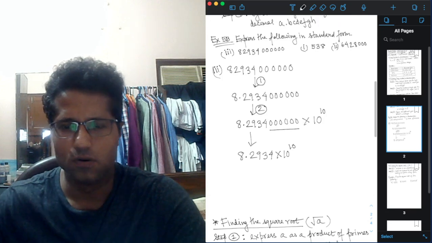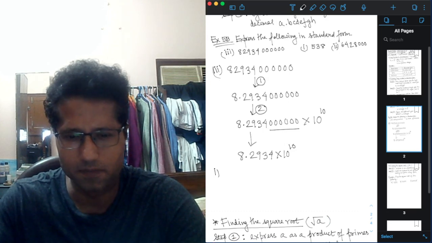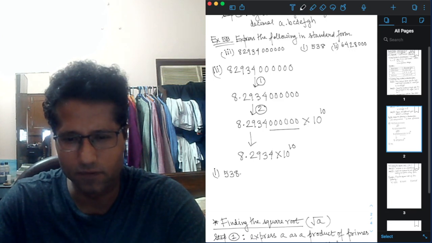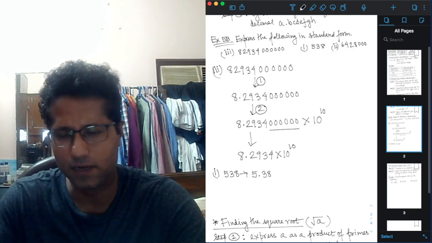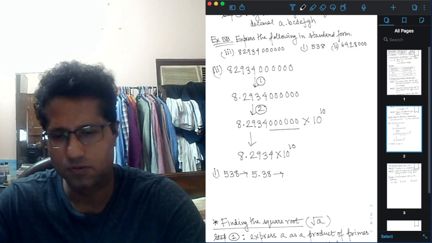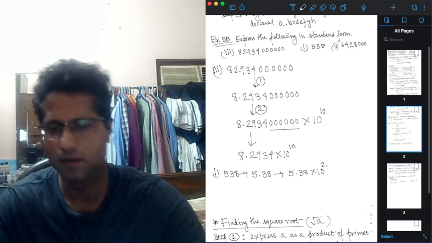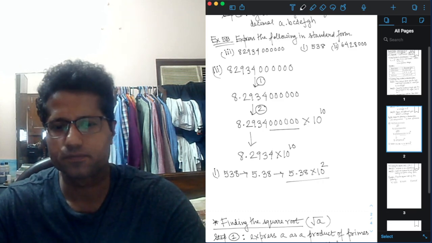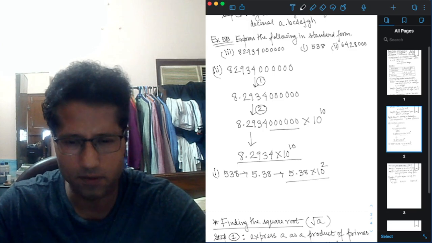Okay, so this was the third part. The first part is pretty easy, 538. After the first step, I will put the decimal point after the first digit from the left, that is 5.38, and then I know that after the decimal point there are 2 digits, so I will multiply it with 10 to the power 2, and since there are no rightmost zeros in the decimal part, this is the answer. So this is the standard form. Let's see part 2.